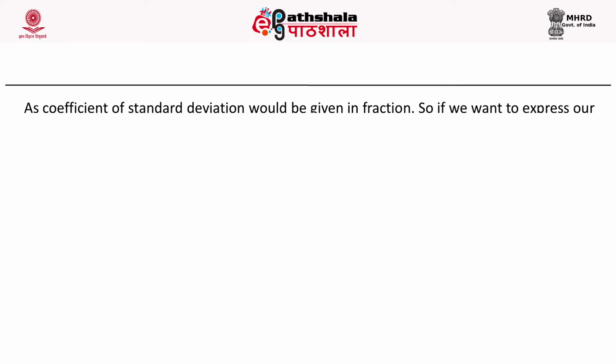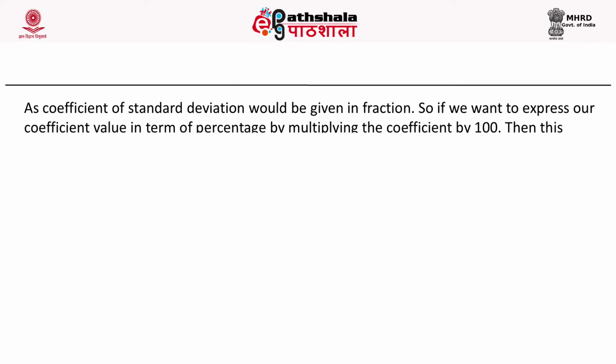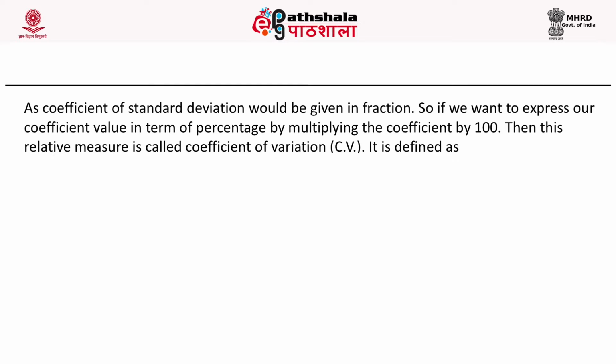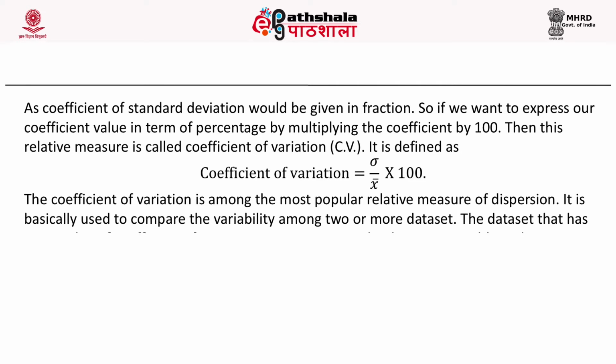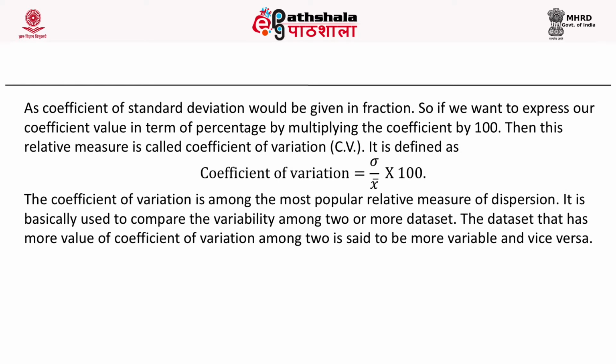The coefficient of standardization would give a fraction. If we want to express our coefficient value in terms of percentage by multiplying the coefficient by 100, then the relative measure is called the coefficient of variation, and the formula is given as sigma upon x bar into 100. The coefficient of variation is among the most popular relative measures of dispersion. It is basically used to compare the variability among two or more data sets. The data set that has the larger value of coefficient of variation among the two is said to be more variable, and vice versa.